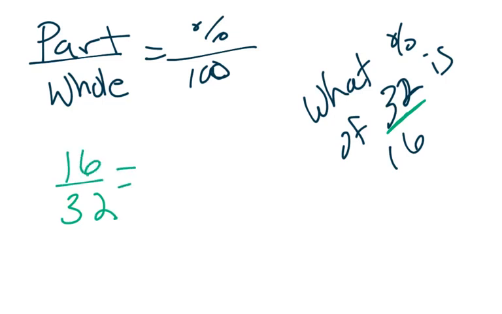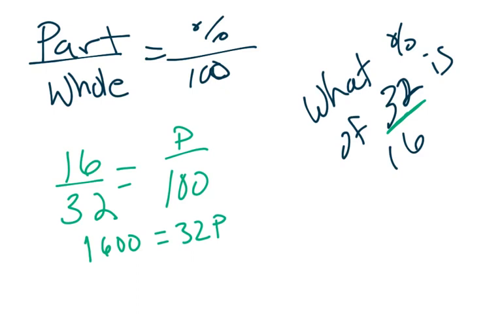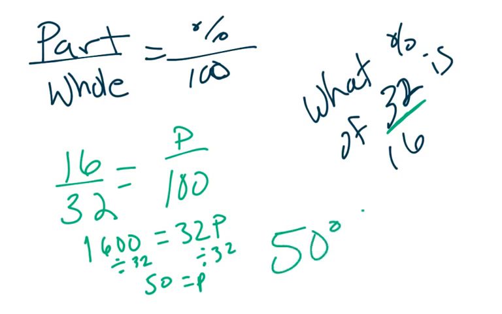Well, it's telling me I'm going to solve for the percent, right? Because what percent, I don't know. So that's going to be my percent, and it's always out of 100. Okay? So now I'm going to cross multiply. I'm going to say 16 times 100 is 1600. 32 times p is equal to 32p. Then I have to isolate p by dividing by 32. And then I have to divide 1600 by 32, and I'm going to get 50. Equals p. So the answer here is 50%.